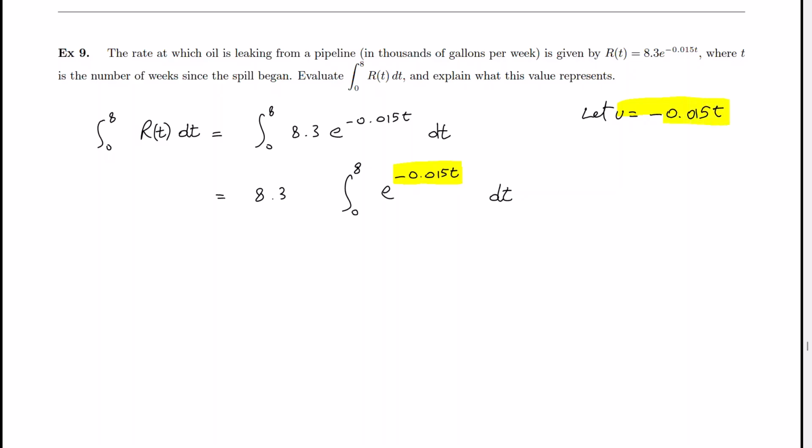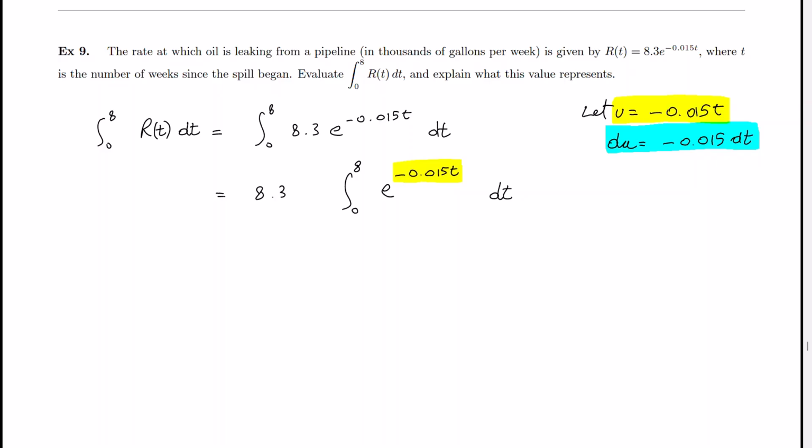So if that's the u, then what will be the du? Well, the derivative of u will be just simply negative 0.015 dt. So the t is gone, and there's a dt in its place. So that's my choice for the u and du. So do I have everything I want?